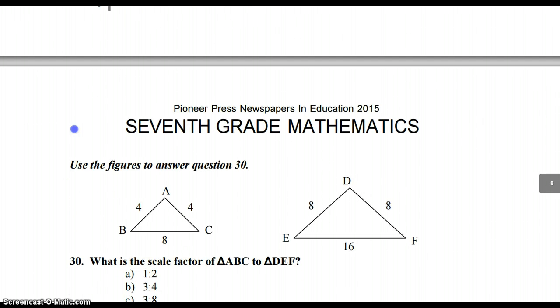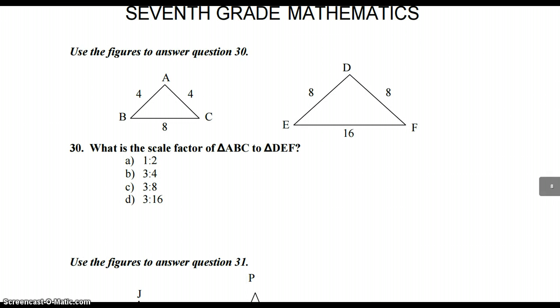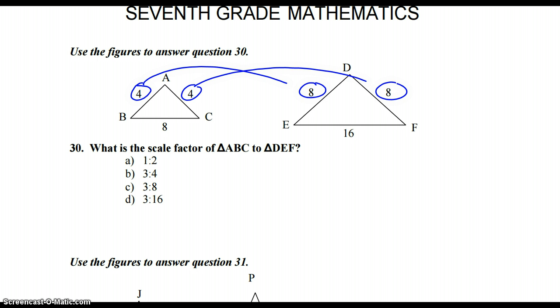That's a tough one. All right, and lastly here, number 30. What is the scale factor of triangle ABC to triangle DEF? The scale factor, if we look at the side lengths, so 4 is to 8, and 4 is to 8, and 8 is to 16. So what is their ratio? That's a 1 to 2 if I look from ABC to DEF. It's double on the other side. So 1 to 2 scale factor.